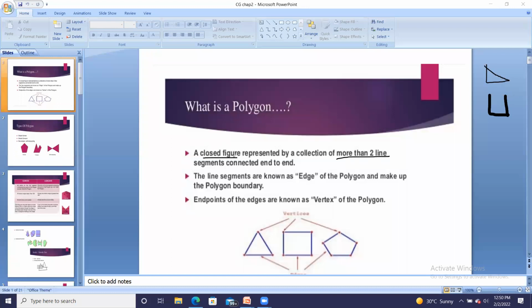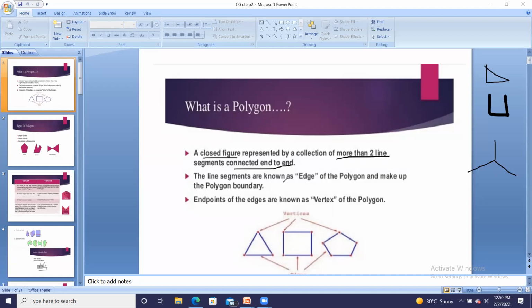So two conditions should be satisfied. The figure should be closed and there should be more than two lines connected end to end. This is also important. If I have three lines like this, then this also does not form a polygon. They should be connected end to end. That is your polygon.